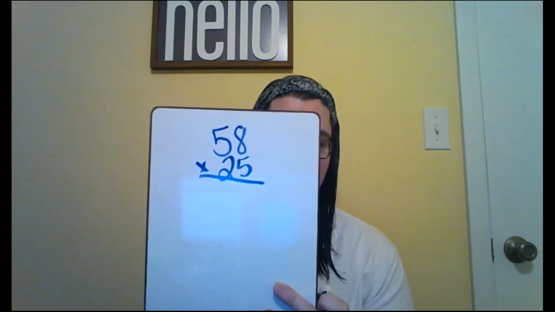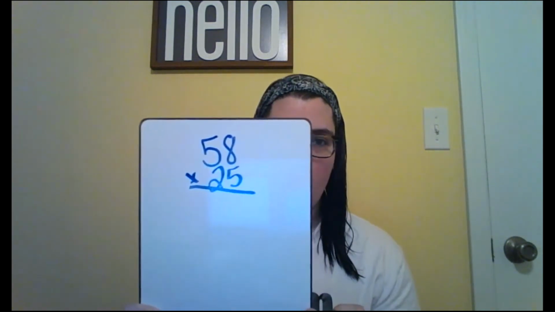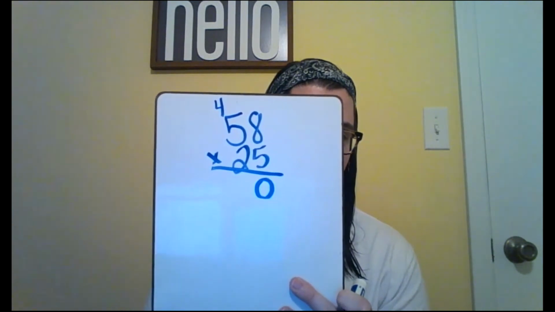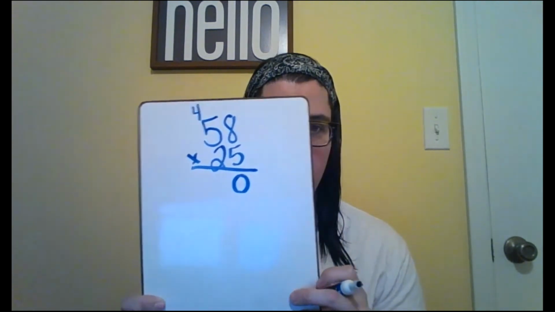Number 2 on your option 1 today is 58 times 25. So I'm going to write that on my board here. 58 times 25. So we're going to start here with 8 times 5. 8 times 5 is 40. So I'm going to put my 0, and then I'm going to carry the 4 in our 40. I'm going to carry those 4 tens, which is represented by the 4.